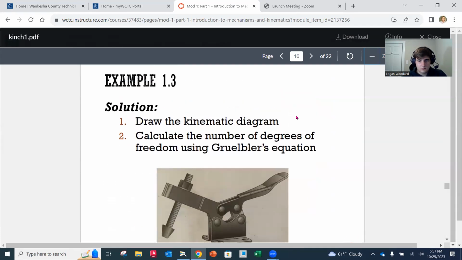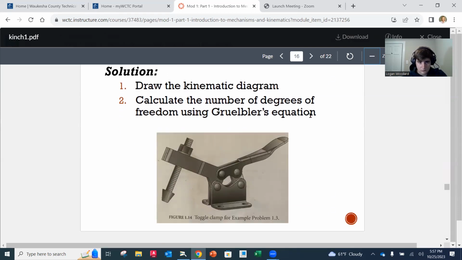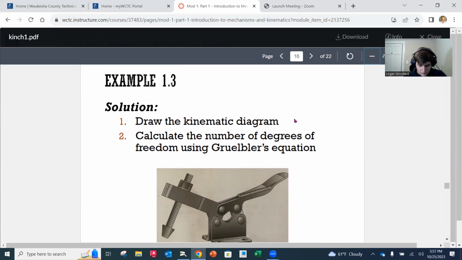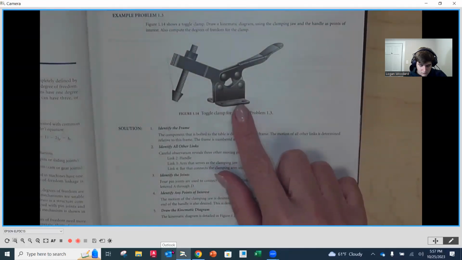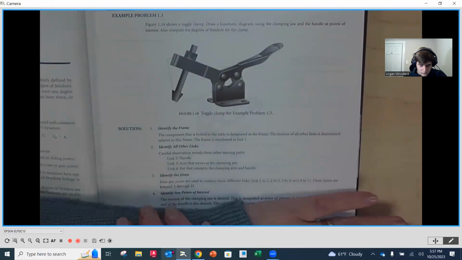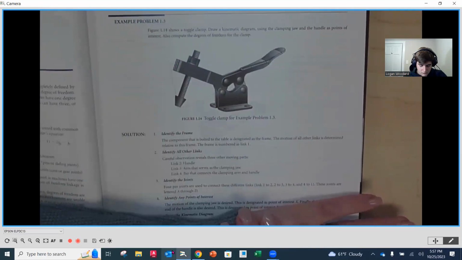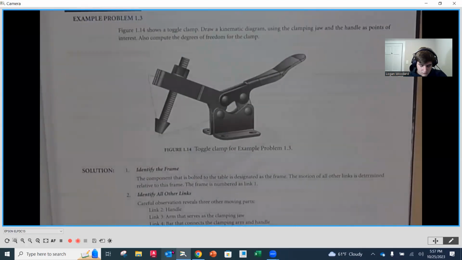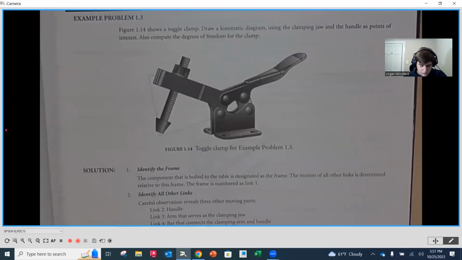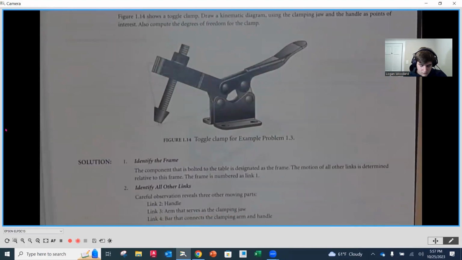We talked about that. So let's do this process for this toggle clamp. If we look at our next example here, this example is 1.3, it's on page 9. If you want to peek ahead, if you have any questions, but I'm going to let you draw the kinematic diagram for this toggle clamp, what you think it is. If you have the book, put your hand over the bottom where the answer is, and draw the kinematic diagram for what you believe this should look like. And then we'll compare answers in just a little bit.